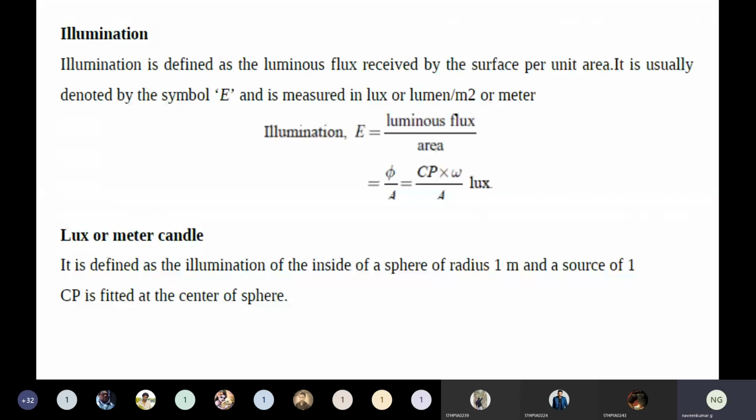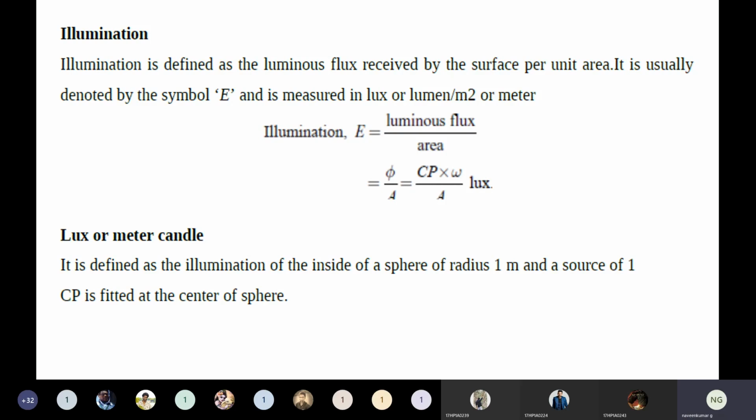The next definition we are going to talk about is illumination. Illumination is defined as luminous flux received by the source per unit area. It is usually denoted by capital E. It is measured in lux, or lumen per meter square. However you measure it, we usually express it in lux.